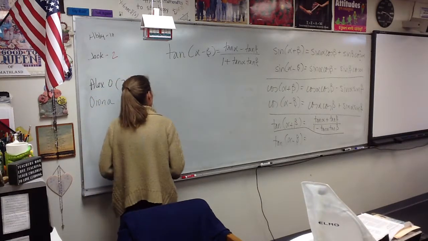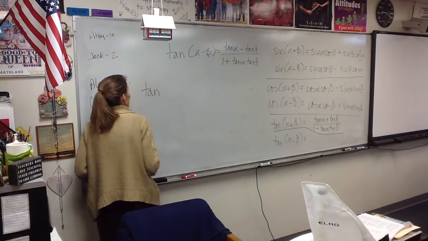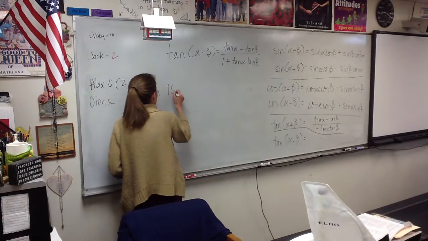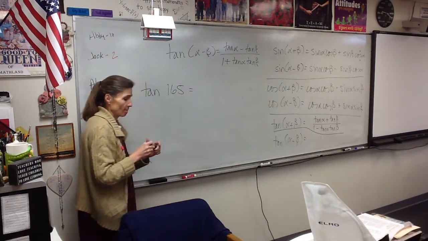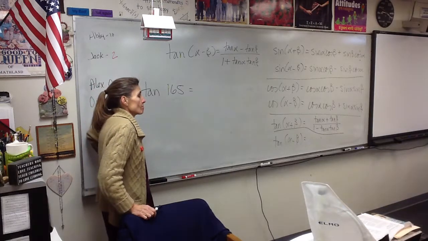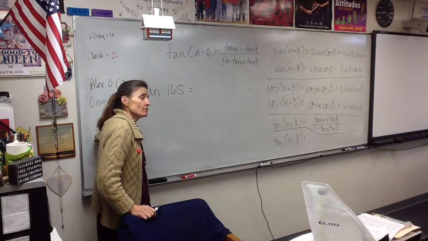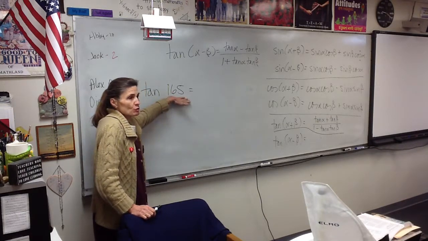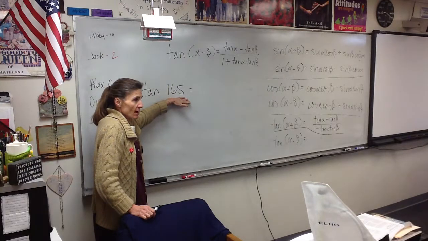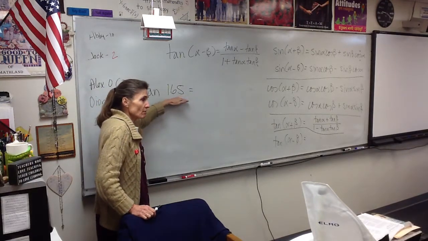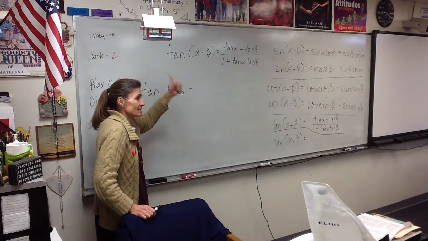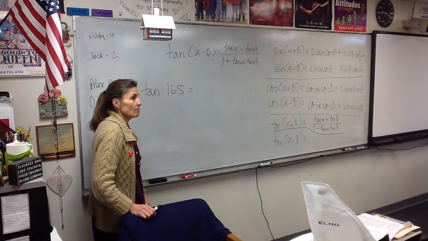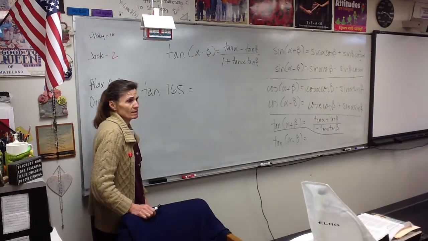Now we're going to do a tangent problem. So let's do the tangent of, how about 165? Now the first thing you have to do is figure out what you can add or subtract to get 165. And remember, whatever you add or subtract has to have a 60, 30, or 45 reference angle. So can you think of anything that would add up or subtract to get 165?